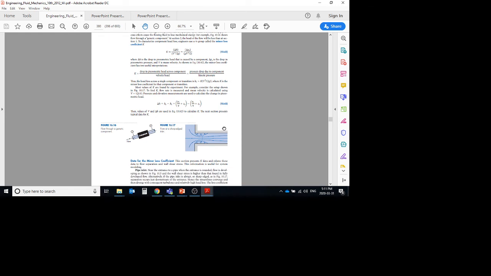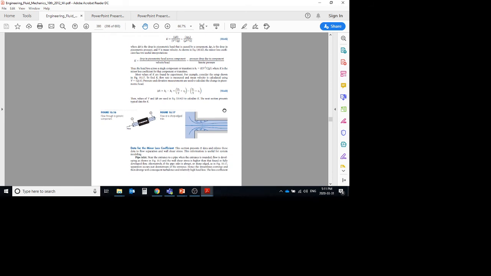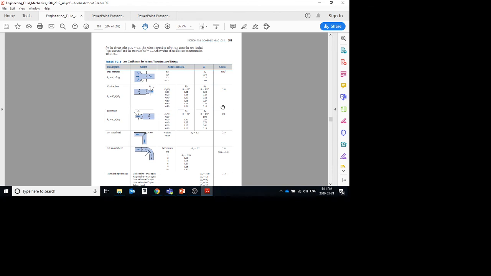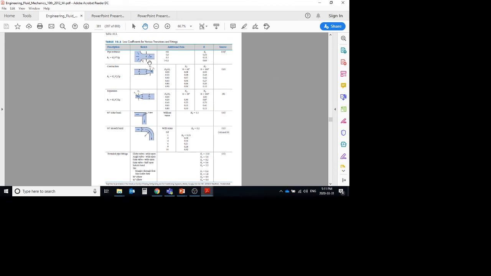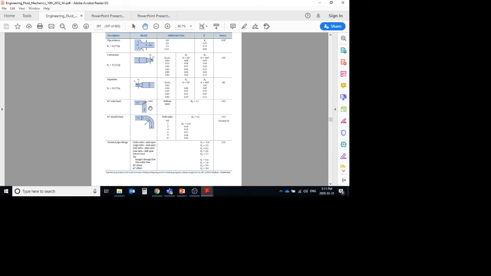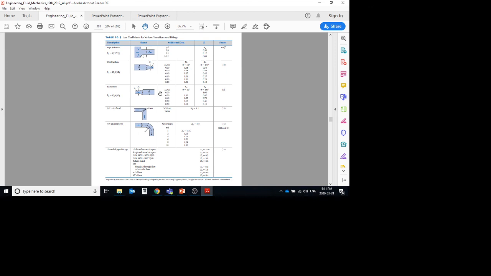So each different type of pipeline entrance, expansion, or different types of parts and components has a minor loss given.